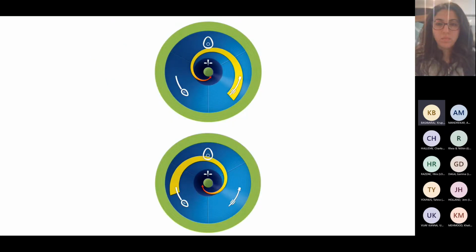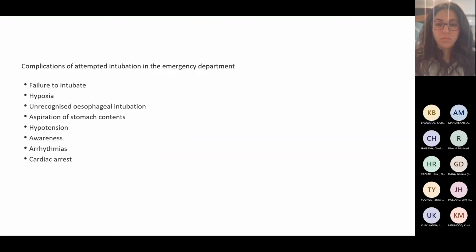This is another picture which shows spiral in or out with endotracheal tube, a face mask, and a supraglottic airway. Now, complications of an attempted intubation in the emergency department would be failure to intubate, hypoxia, unrecognized esophageal intubation, aspiration of stomach contents, hypotension, awareness, arrhythmias, and unfortunately cardiac arrest.